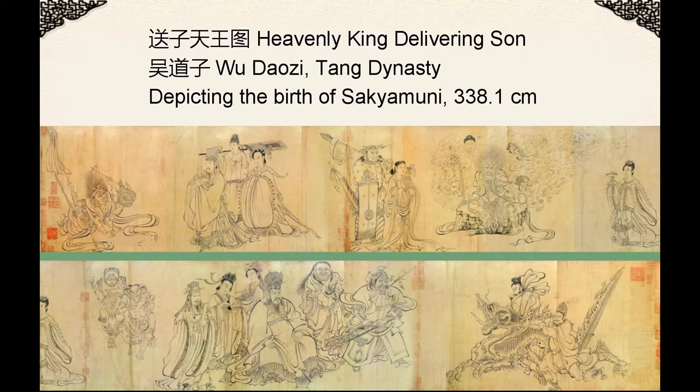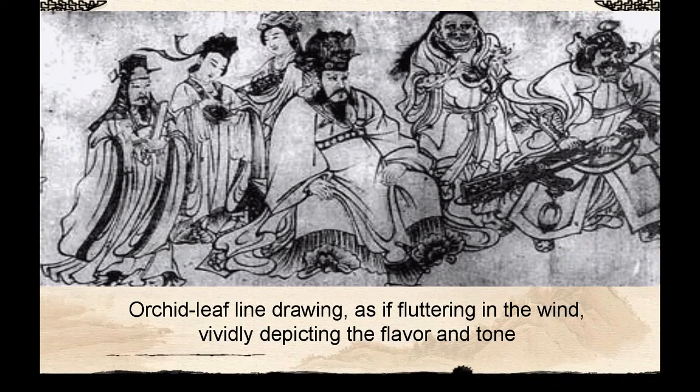The hand scroll is 338 centimeters in width. Wu Daozi created orchid leaf line drawing. The line changes in thickness like an orchid leaf. The lines of the curves are fluid and flowing, as if fluttering in the wind, vividly depicting the flavor and tone.